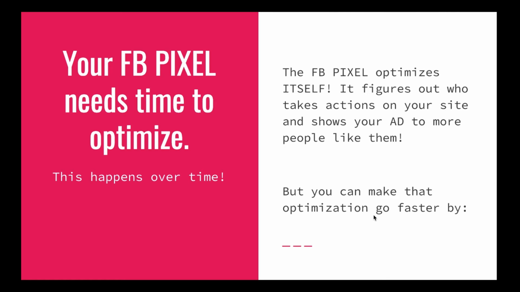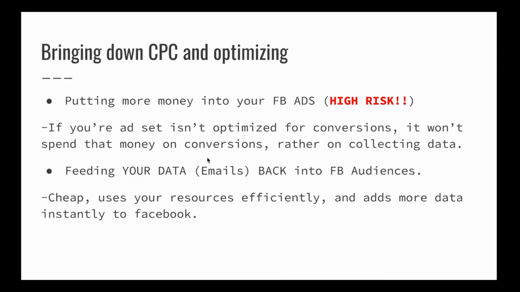That's correct. You can make your Facebook ads optimize faster, and there's a few ways we can do that. You can put more money into your Facebook ads. This is high risk, especially if you're just starting off. Putting more money into your Facebook ads does not mean you're going to get conversions faster. In other words, it does not mean you're going to get more purchases, if that's what your conversion is. You're going to get faster link clicks, you're going to get more link clicks, and if more people are getting to your website, you're getting more data, right?